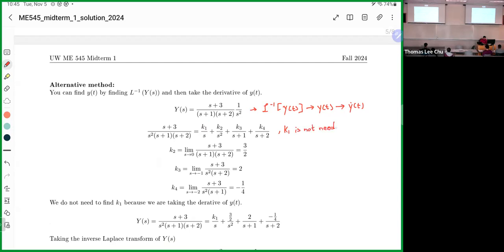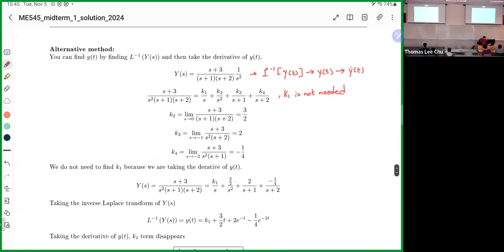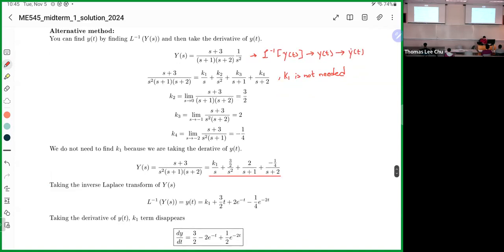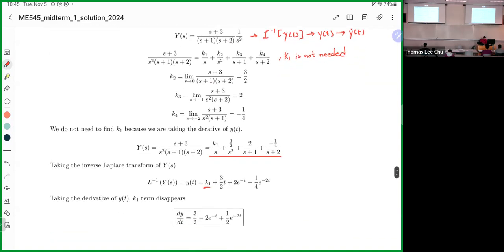You only need to find the partial fraction expansions of k2 through 4. Once you do that, you get this term here. We get k1, and we don't need it because when we take the inverse Laplace transform, we get k1, but that's not the final answer. We take the derivative of it, then we get this.